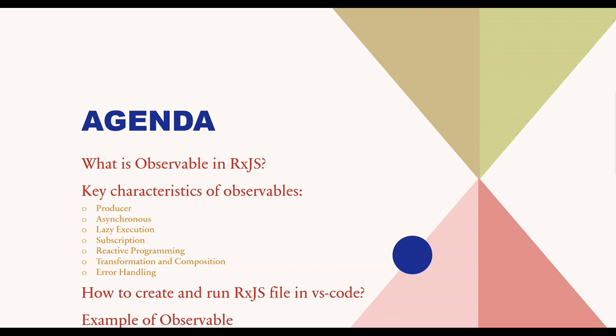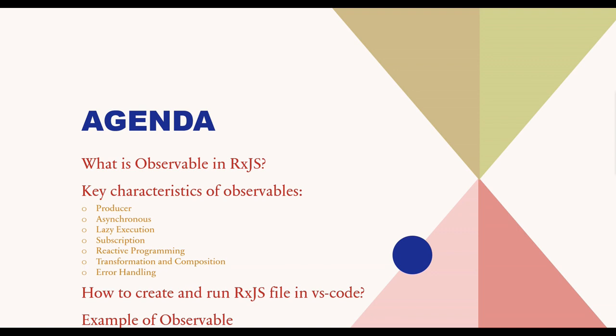So let's first discuss what is RxJS. RxJS is a library for reactive programming using observables. It extends the capabilities of JavaScript by providing a powerful toolset for working with asynchronous data streams and events. So what does RxJS stand for? RxJS stands for Reactive Extensions for JavaScript.